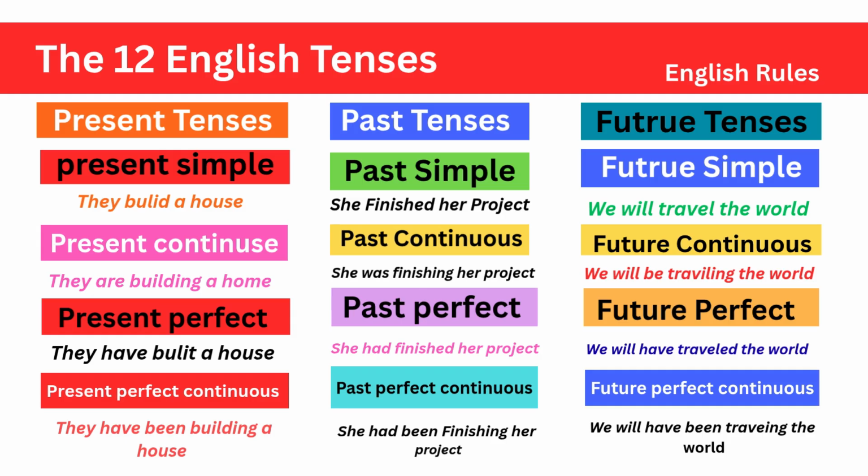future, and aspect: simple, continuous, perfect, perfect continuous. Here is a concise breakdown of each tense based on your guide.